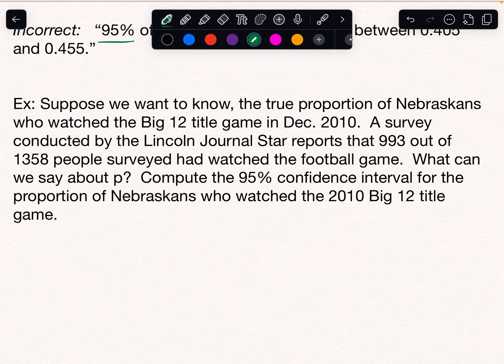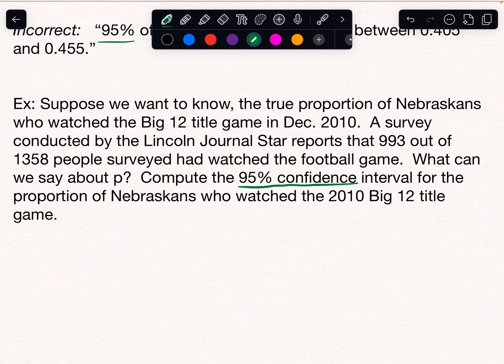Okay, let's do another one. Suppose we want to know the true proportion of Nebraskans who watched the Big 12 title game in December of 2010. A survey conducted by the Lincoln Journal-Star reports that 993 out of 1,358 people surveyed had watched the football game. What can we say about p? So we're going to compute the 95% confidence interval.